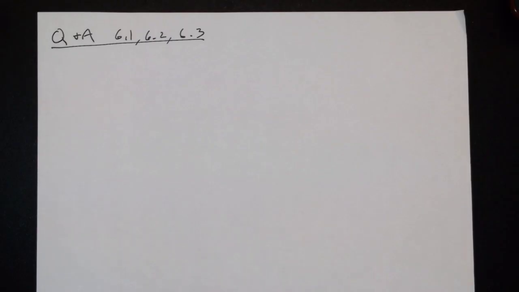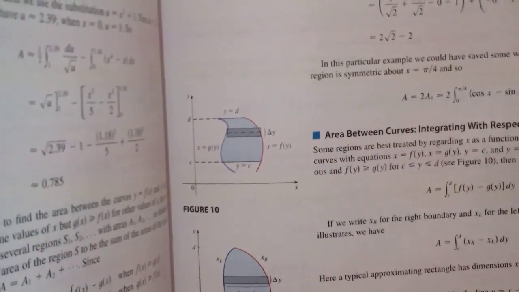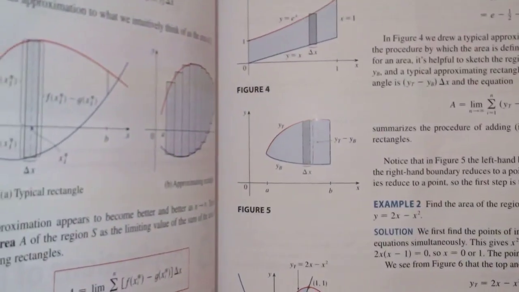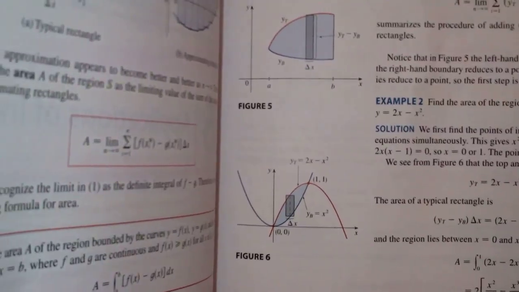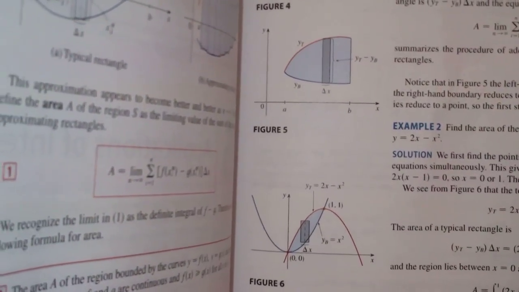For question 16, where it asks you to find the rectangle, how do you do it? It asks you to draw a typical rectangle and label it, right? So really, all you're asked to do is create that sort of a picture, where you can label the height of that rectangle and its width.